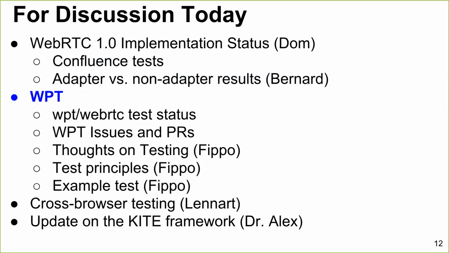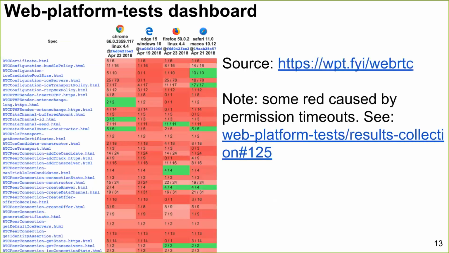Okay, so next part of the meeting is WPT and lots of stuff about that. So just wanted to show you briefly this web platform test dashboard. Many of you have looked at it. The major thing to notice here is just it is a bunch more red than the Confluence tracker. And we'll be talking about some of that redness, and some of it is caused by permission timeouts and other stuff, which we'll get into in a moment.